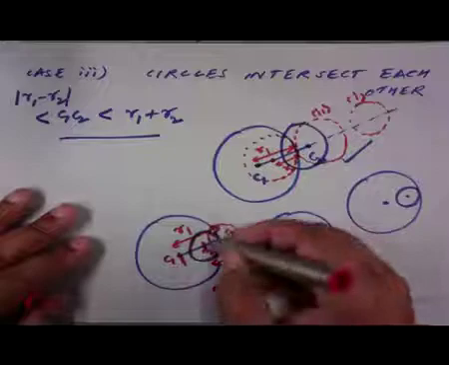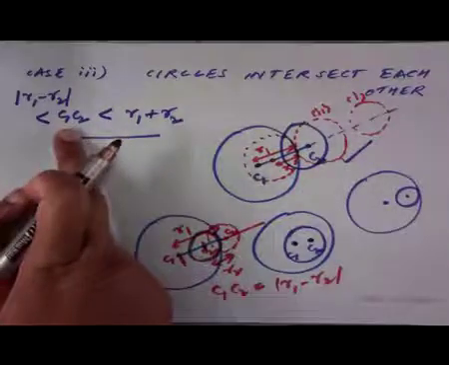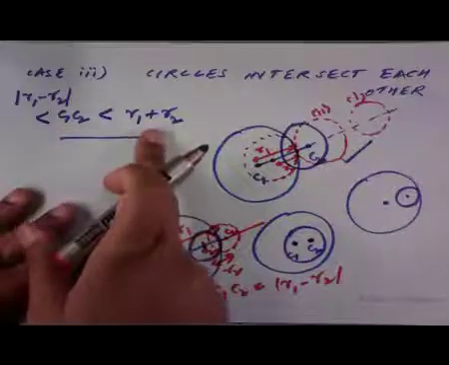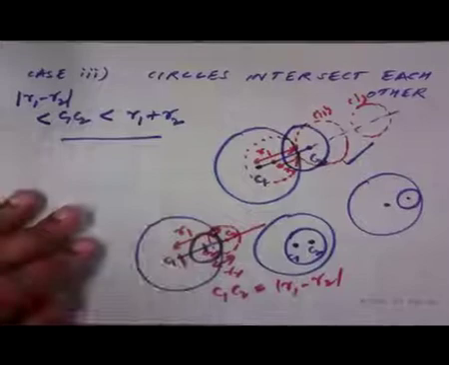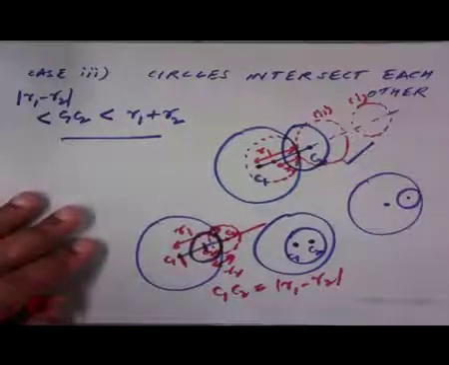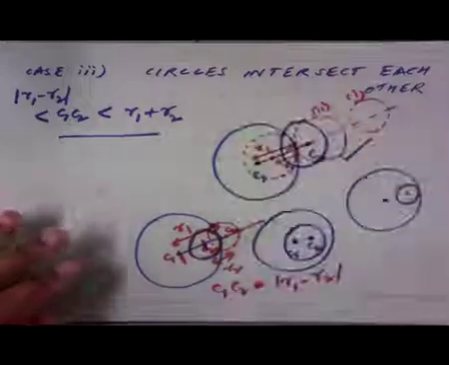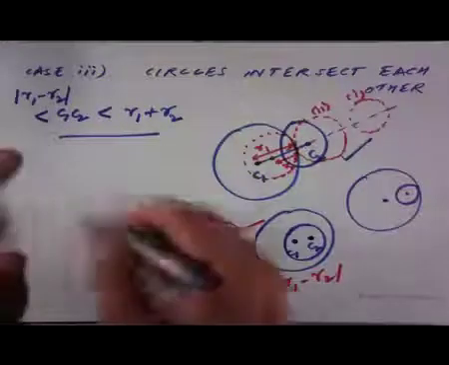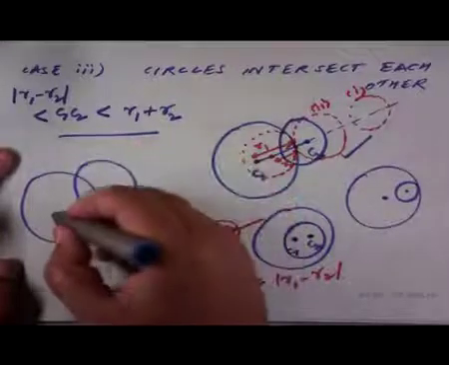So, in this case where the distance between the two centers is first of all less than R1 plus R2, but it is greater than the absolute difference between R1 and R2, in that case what we will have is that the two circles will be intersecting with each other. So, it will be something like this.